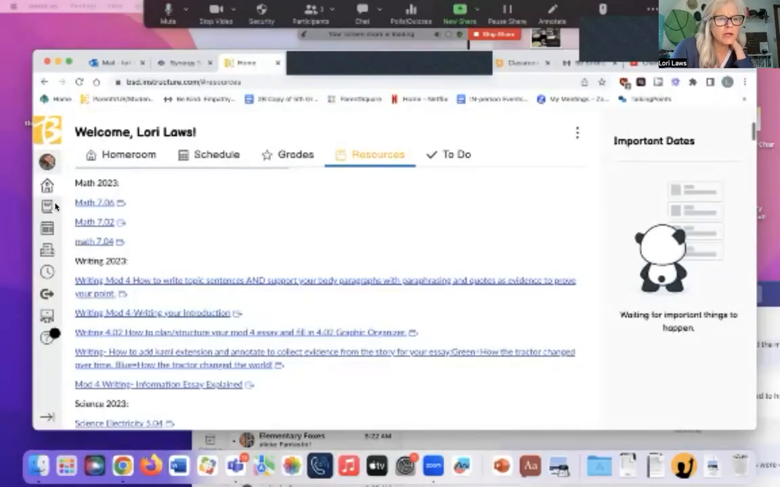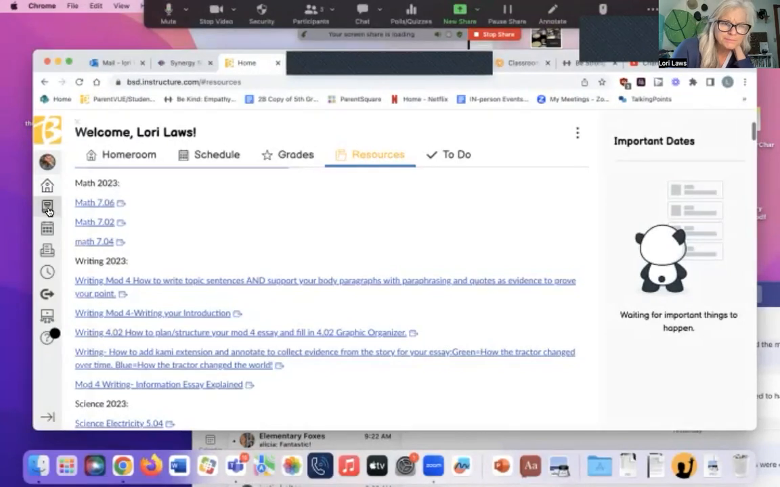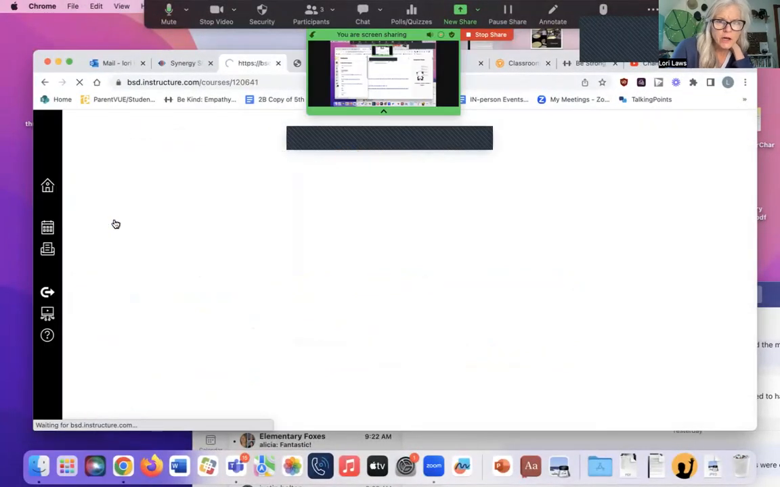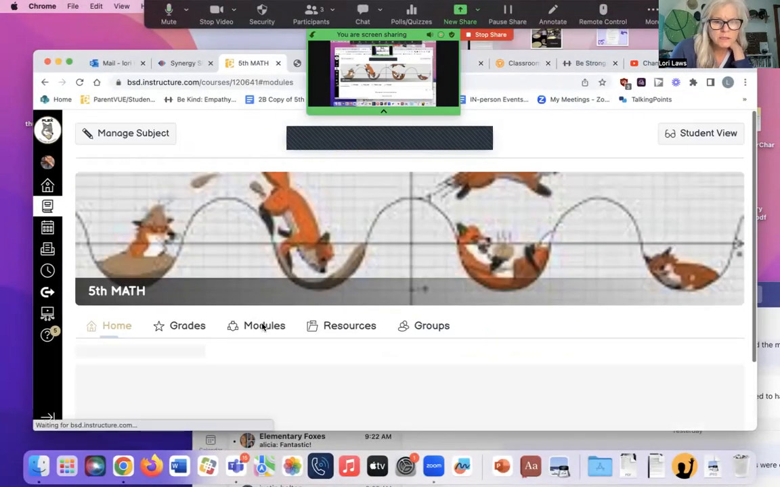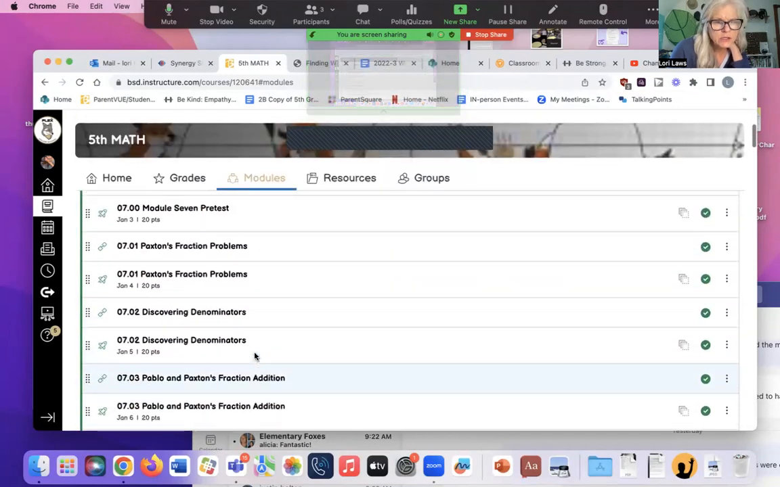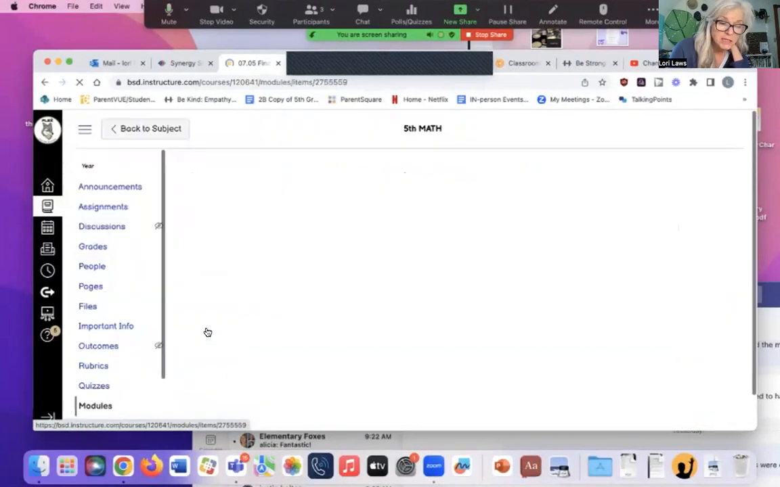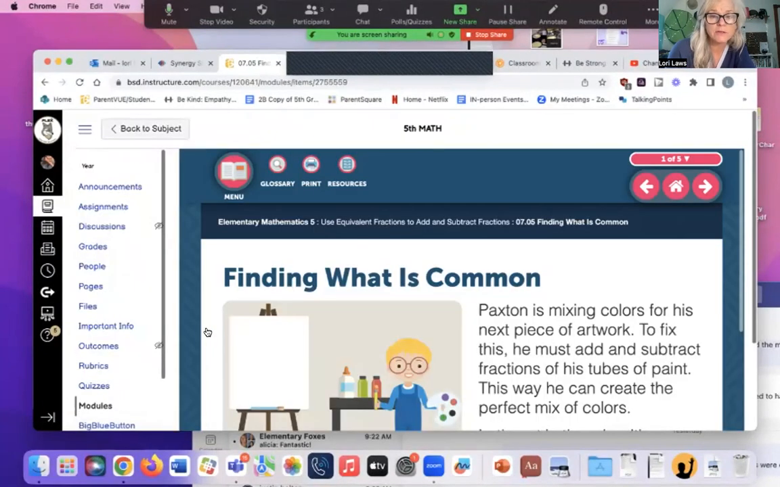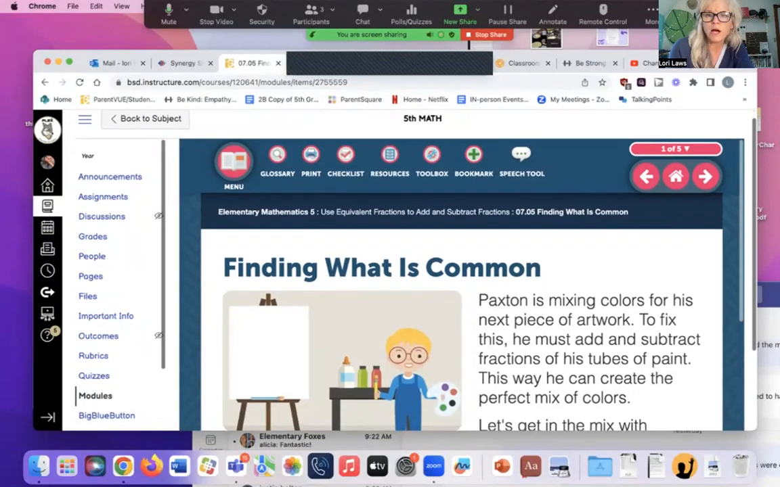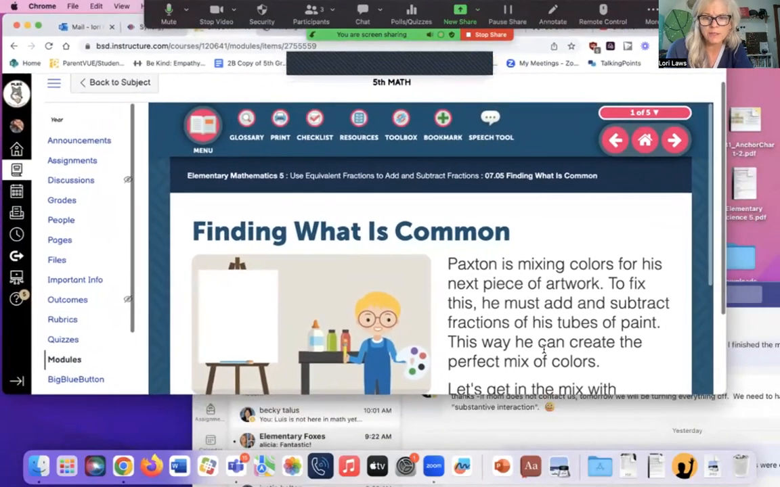7.05, if you go to math and you go to modules, yesterday you were supposed to do 7.05, but I forgot to teach it, or I taught 7.06 because I was highly confused. It's only 5 pages long. It says finding what is common. So like I said, common denominators.